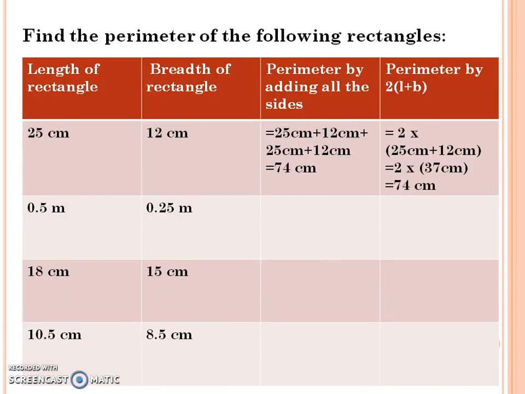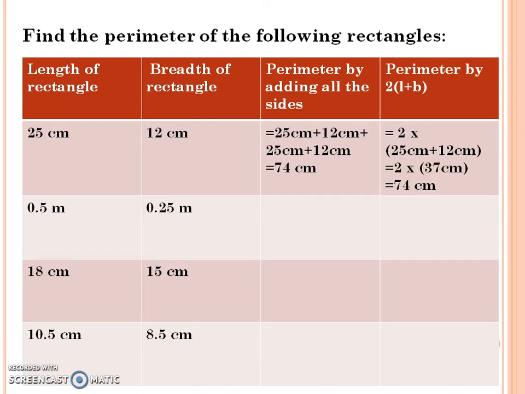Find the perimeter of the following rectangles. This is a table that I have given to you, and one I have already solved. In one column you have the length of the rectangle, in the second column the breadth, then the perimeter by adding all the sides, and the perimeter by using the formula, that is twice length plus breadth.